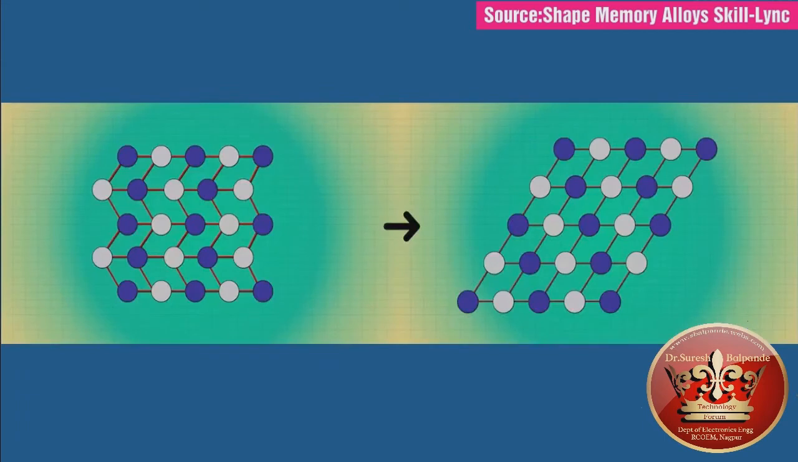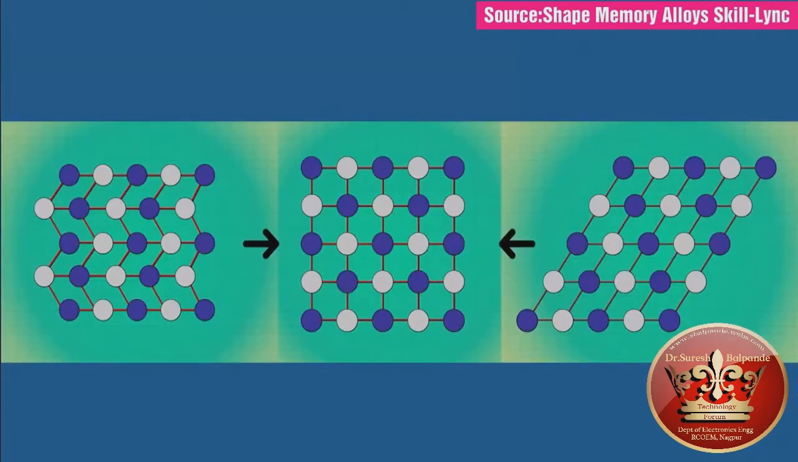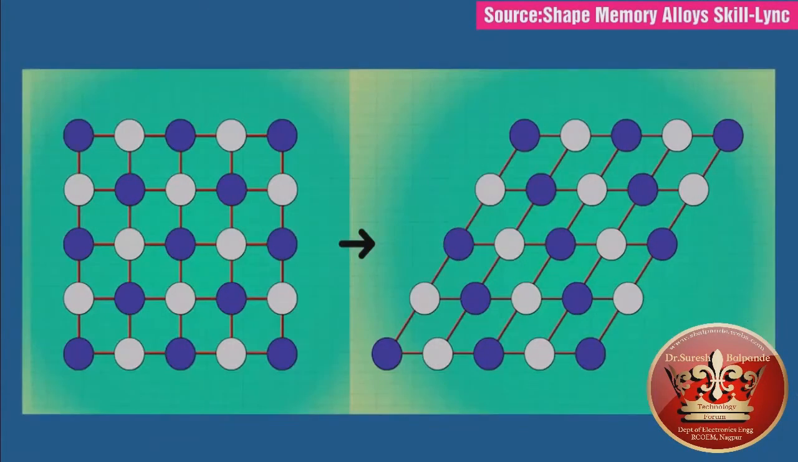As said, martensite can be easily deformed when a force is applied and stays in the deformed shape even after the removal of the force. Thus, martensite can exist in more than one form. But when heated, any form of martensite can transform into austenite, and upon cooling, it returns to the original shape before deformation. In addition to the shape memory effect, shape memory alloys have another specific feature called pseudo-elasticity.